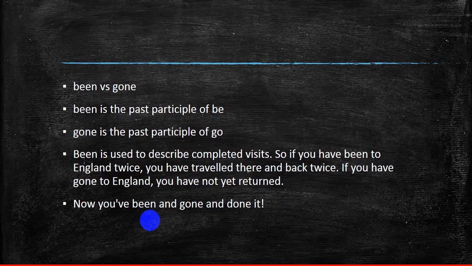Been versus gone. Been is the past participle of be, and gone is the past participle of go. Been is used to describe completed visits. So if you have been to England twice, you have travelled there and back twice. If you have gone to England, you have not yet returned. Now you have been and gone and done it.